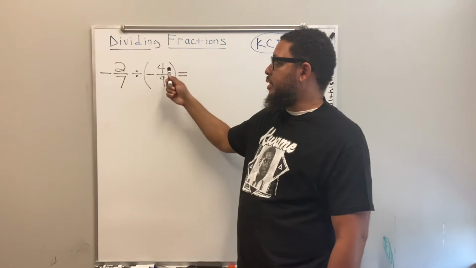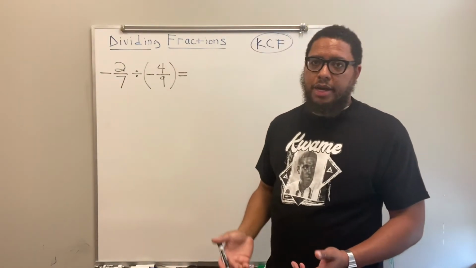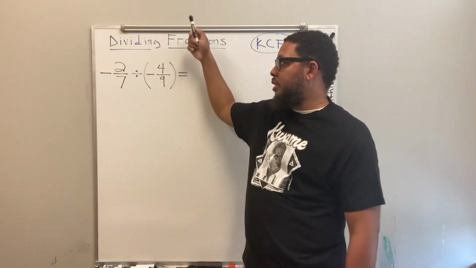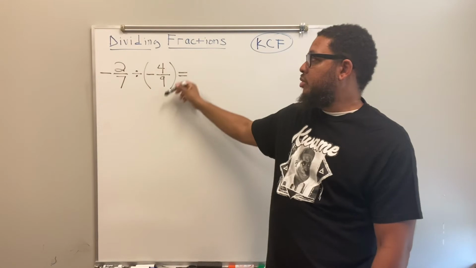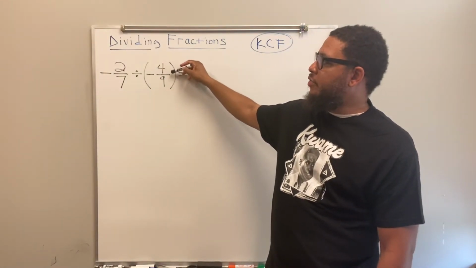Then I'm gonna flip the second fraction and make its reciprocal, right? That's what we do when we take a reciprocal. We basically flip it. So the 9 is gonna go up top, the 4 is gonna go down to the bottom. So this is gonna become, instead of -4/9, it's gonna become -9/4.